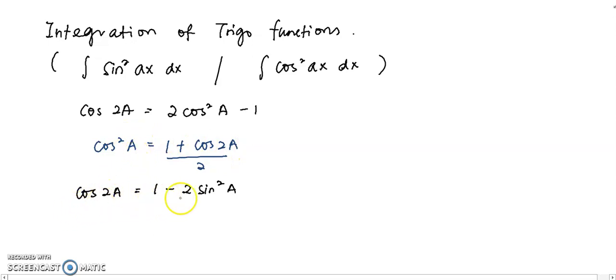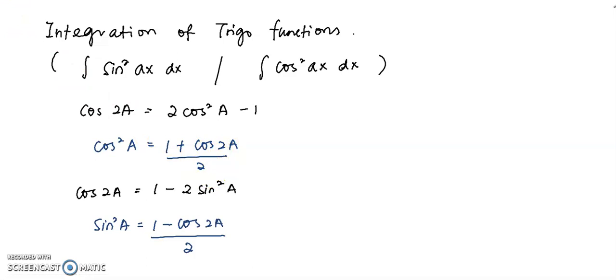For cos 2a equals 1 minus 2 sine square a, now I'm going to write this sine square a as the subject. So I have sine square a equals 1 minus cos 2a divided by 2. Meaning that now if I have this question, integrating sine square ax, I'm going to change it in this form, 1 minus cos 2a over 2. And if you're going to integrate cos square ax, you can rewrite it in the form of 1 plus cos 2a over 2. Then you can integrate easily.